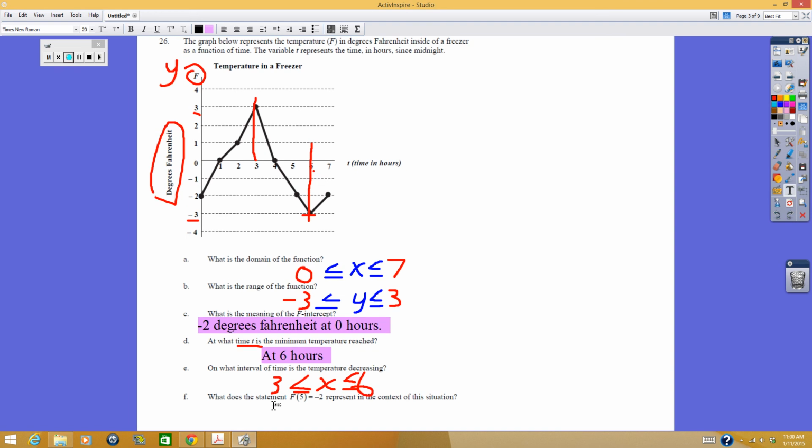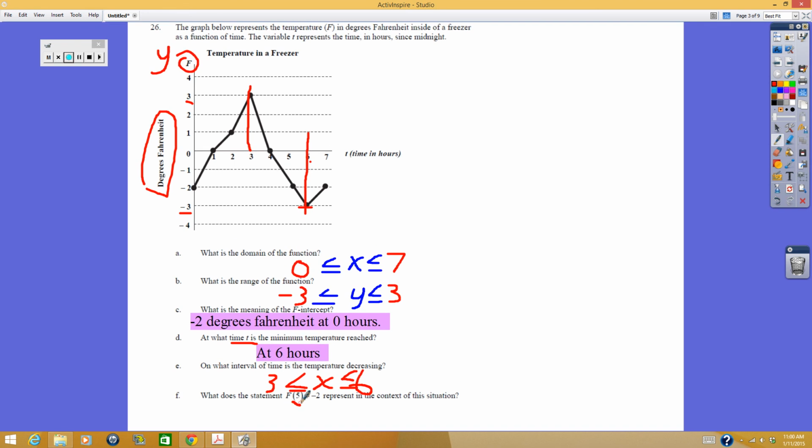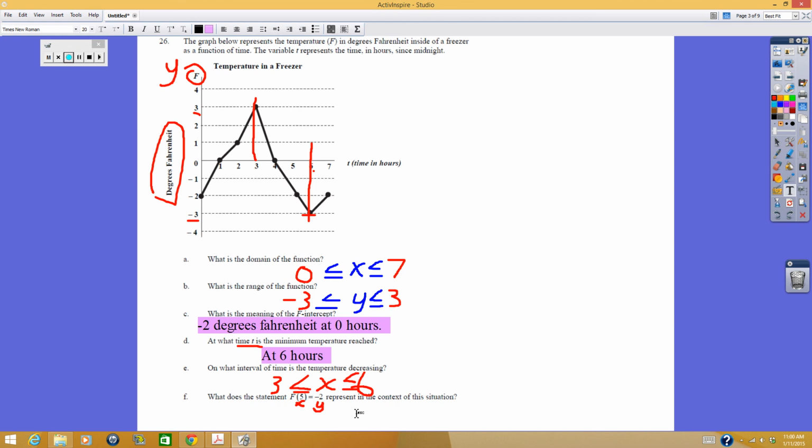And what does the statement f of 5 equals -2 represent? Remember, this is x, and that is y. So at 5 hours, it was -2 degrees. I shouldn't say it would be, it was -2 degrees. Okay?